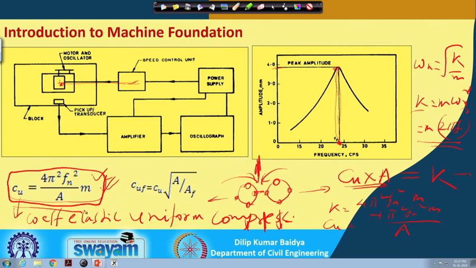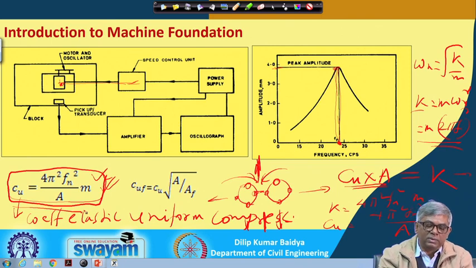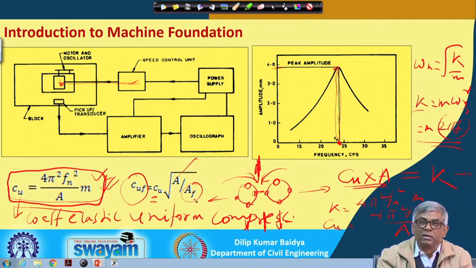Now, if I conduct a test on a small footing, but the actual footing size is big, then whatever value we get from the test cannot be used directly, and there is a need for correction. If the actual foundation area is A foundation and the test foundation area is A, then the actual Cu to be used for the foundation can be corrected as Cu multiplied by under root A over A foundation.